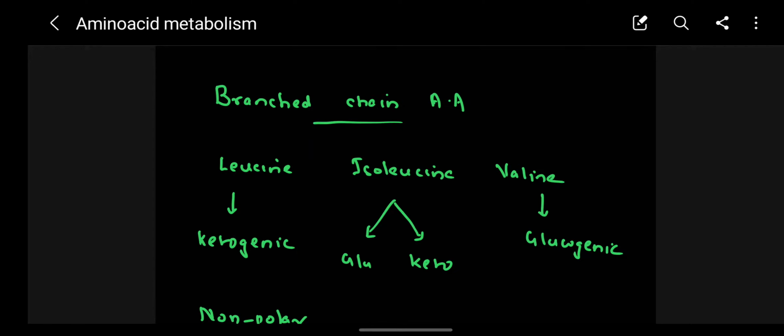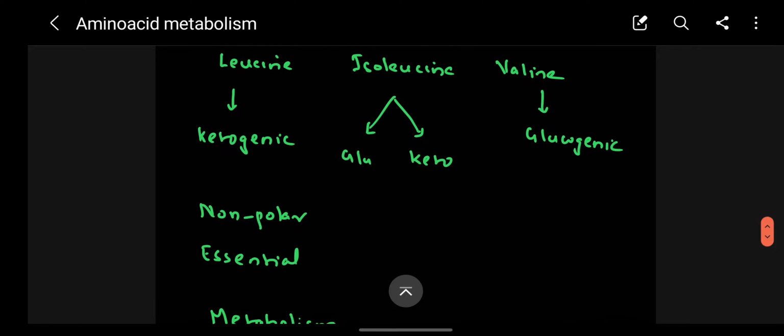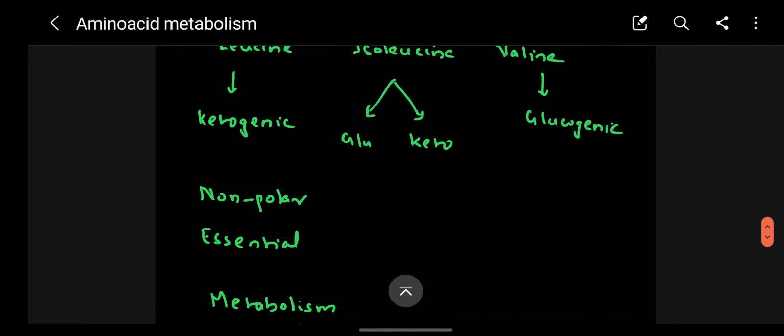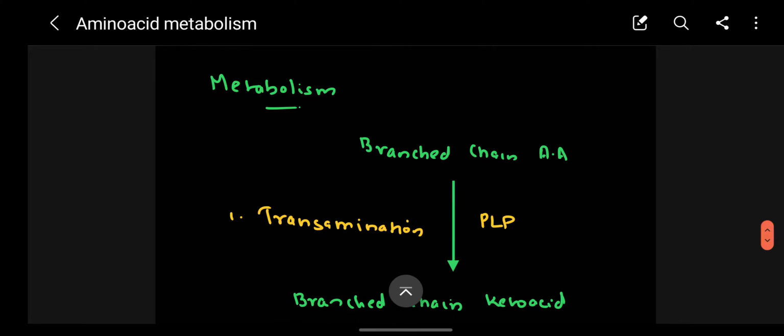So the branched chain amino acids we are having are leucine, isoleucine and valine. Leucine is ketogenic, isoleucine is both glucogenic and ketogenic, whereas valine is glucogenic. These branched chain amino acids are non-polar and essential amino acids. Regarding their metabolism, I will give you a broad outline.